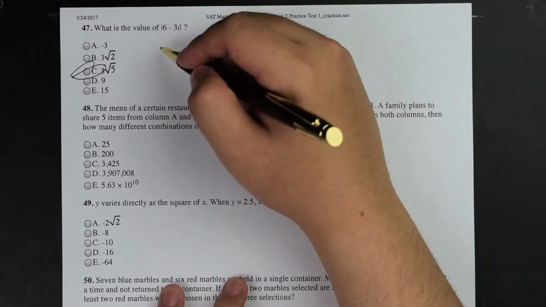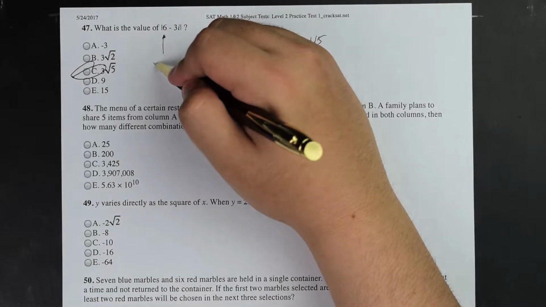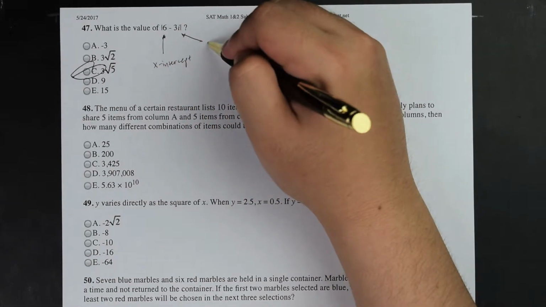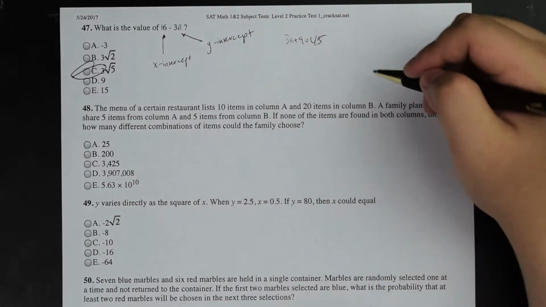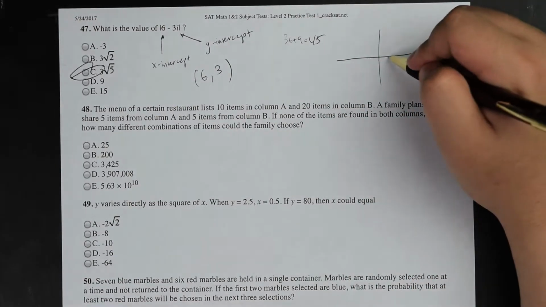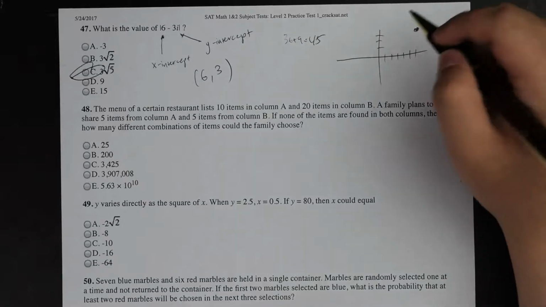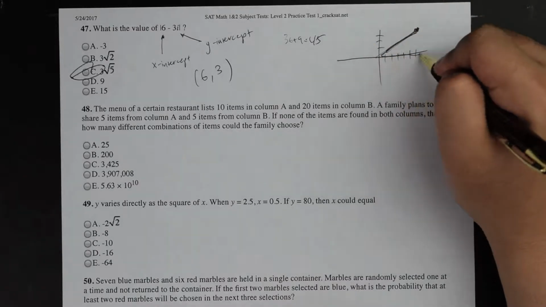When we're dealing with this sort of concept, usually this 6 is going to represent the x-intercept in a way, and the negative 3y is going to represent the y-intercept. So I could imagine this is coordinate 6, 3. Whenever I think of 1, 2, 3, 4, 5, 6, 1, 2, 3, I can imagine there's a line right here, and I'm trying to find this distance, the hypotenuse of this triangle basically.